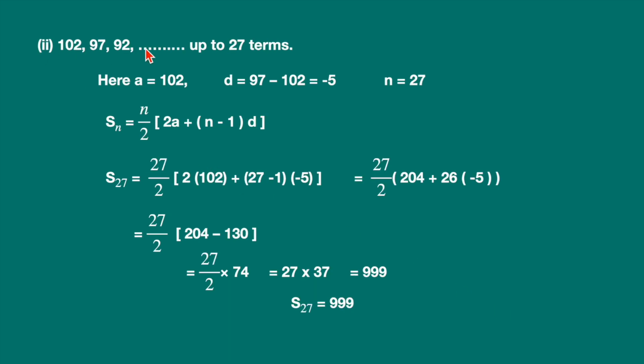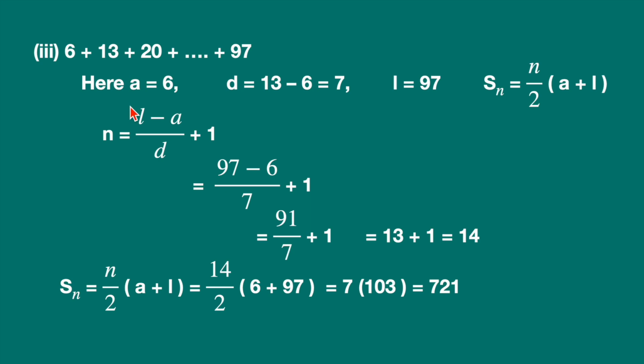Second sum. This is the arithmetic progression, n is equal to 27. This is also infinite, so you will use this formula. First term, write it down: a is equal to 102. Common difference d is 97 minus 102, that is minus 5. Substitute these values and simplify. S27, they are asking us the sum of the terms up to 27 terms. That will be 999.